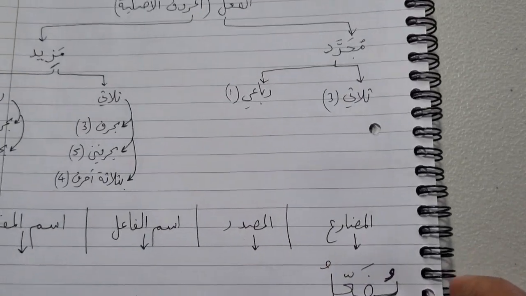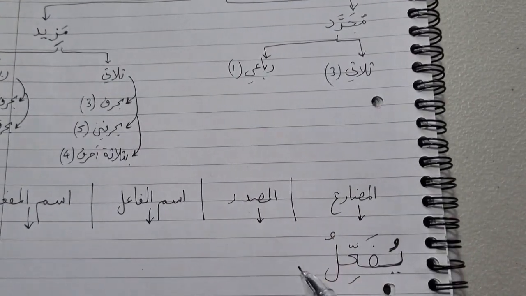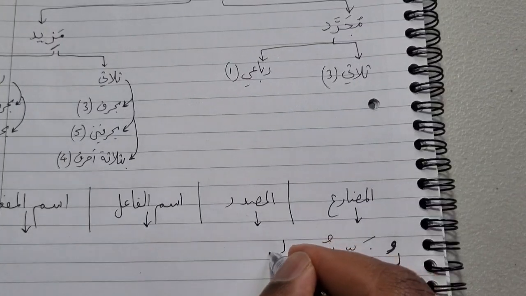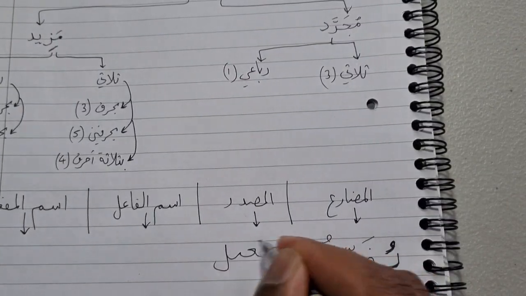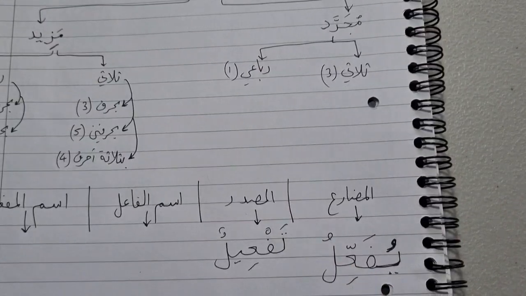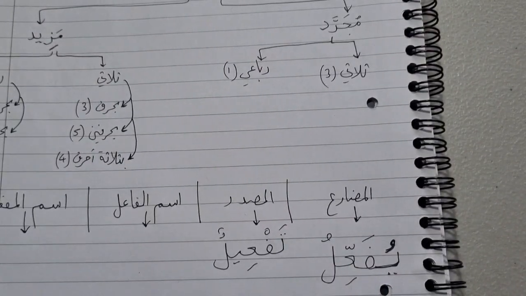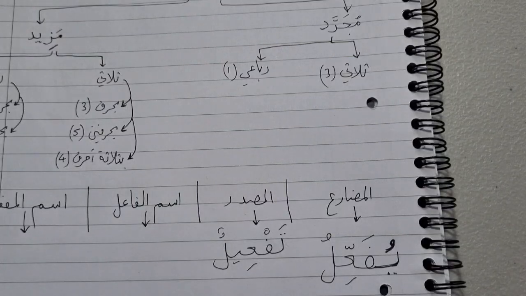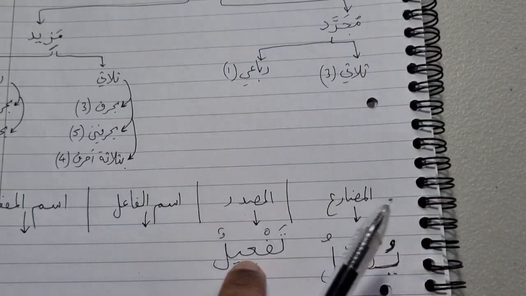Exactly the same. Okay. In terms of the masdar, what's the masdar? The masdar is this. You have to memorize this. Taf'ilun. That's the masdar. Kabbara, takbirun. Wazza'a, tawzi'un. Rattaba, tartibun. So that's the masdar.